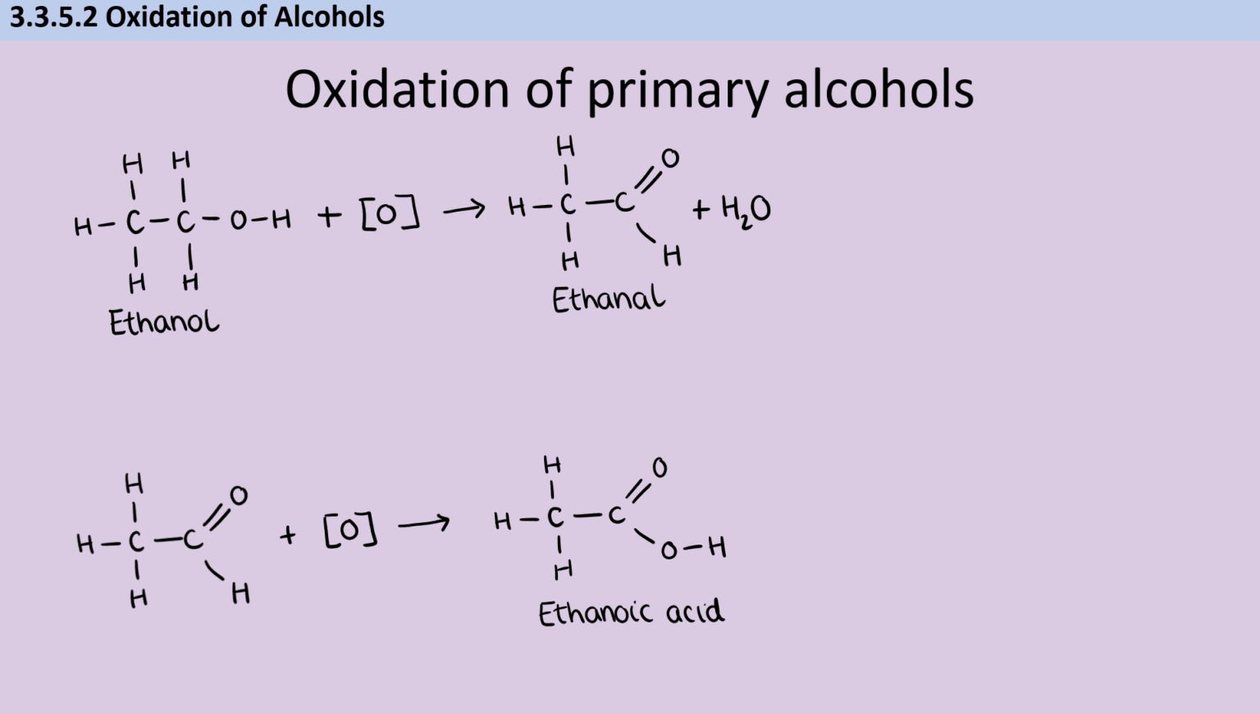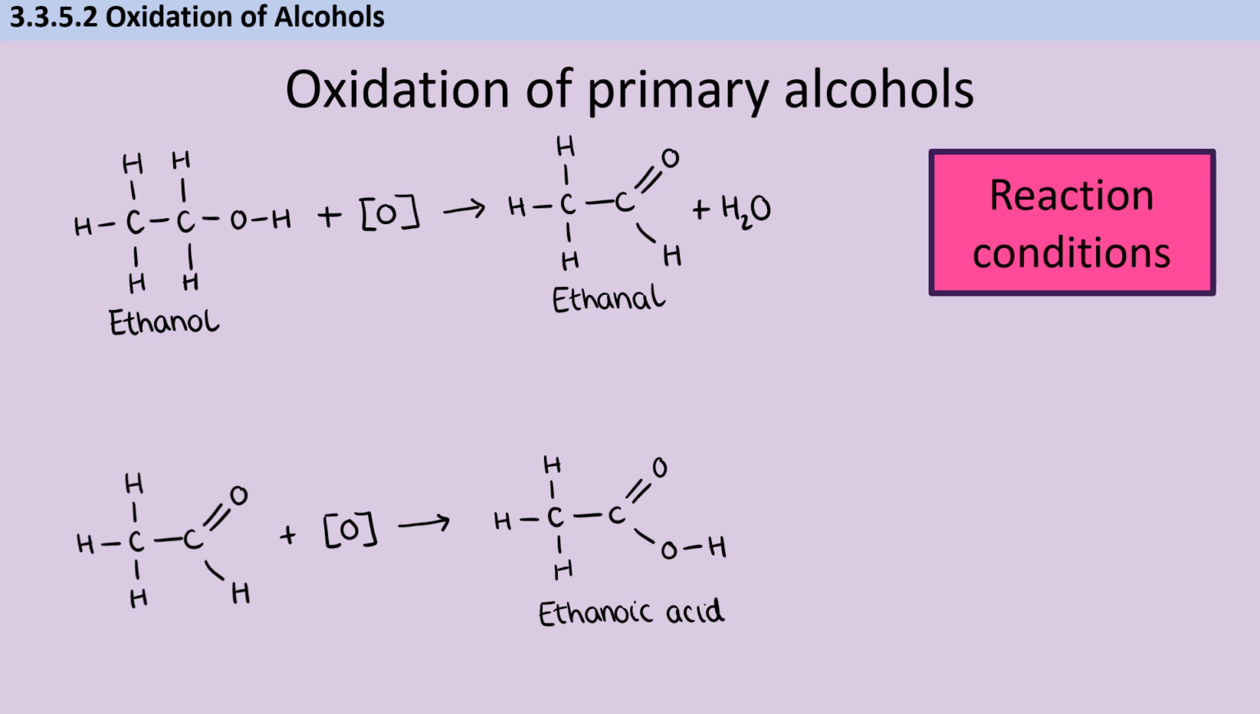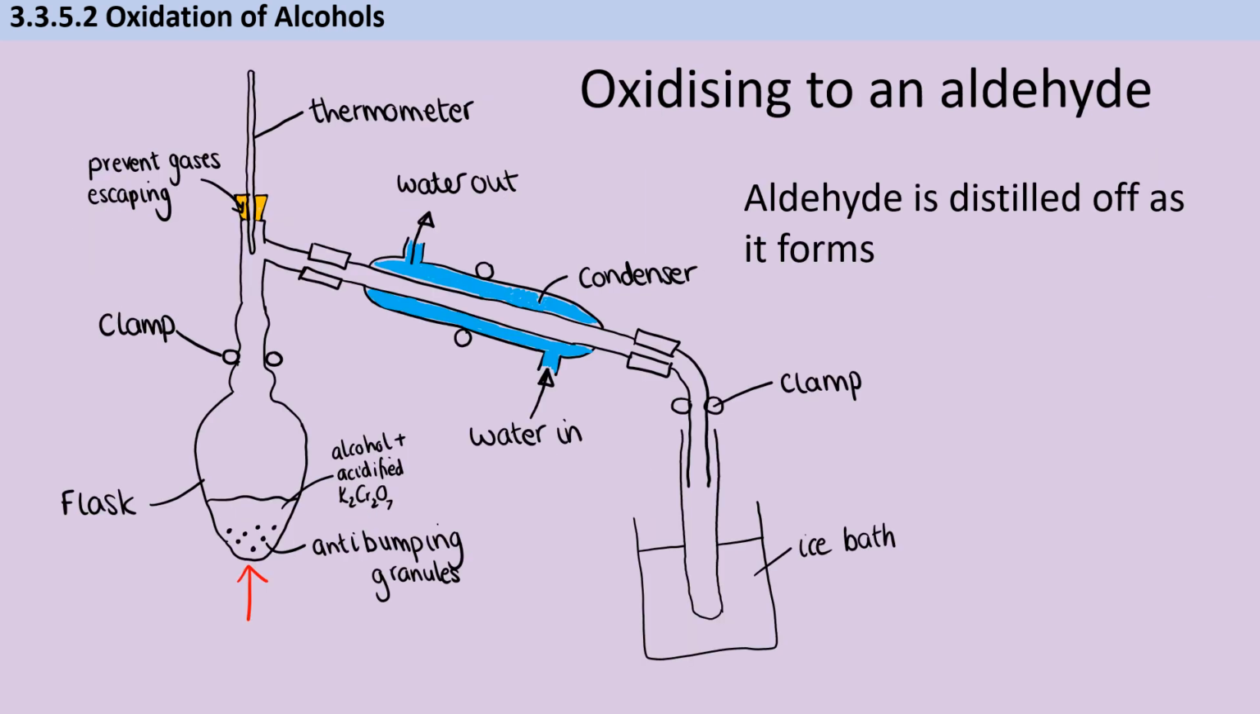Now sometimes we want ethanoic acid, and sometimes we want to stop the reaction when we've got ethanal. And the key to this is the reaction conditions. So if we're trying to get some ethanal, what we need to do is to have alcohol in excess and not use reflux. If our aim is to collect the ethanal, or whatever other aldehyde we're producing, we're going to need to distill it off as we're going through that reaction process.